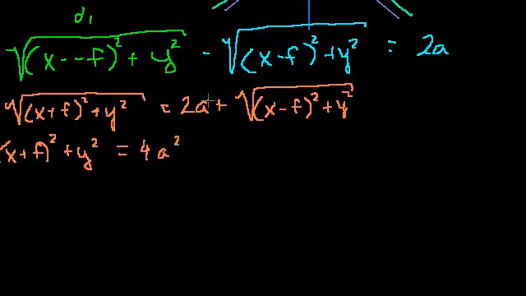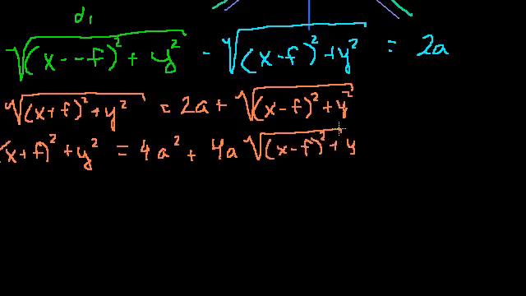Then we multiply the two terms and multiply that by 2. We're just taking this whole thing and squaring it. This is just a review of binomial algebra. So this is equal to plus 2a times this times 2, which is 4a times the square root of (x − f)² + y². Don't want to lose that squared right there. And then we square this term.